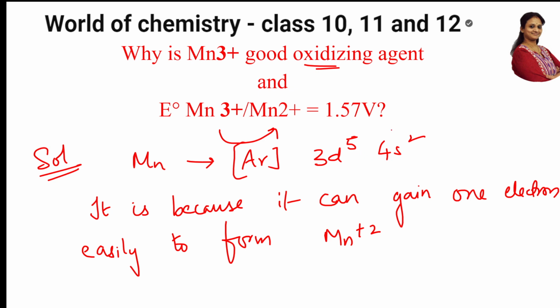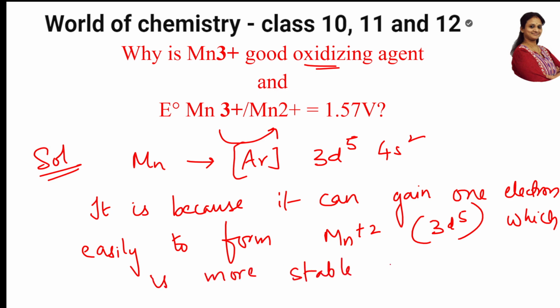Then when you're converting this to Mn2+, it gains 1 more electron, and what will happen? It becomes 3d5, which is more stable. That's the state, that's more stable. That's why the electrode potential of Mn3+/Mn2+ is positive, it is plus 1.5 V. Students, I'll again explain this.